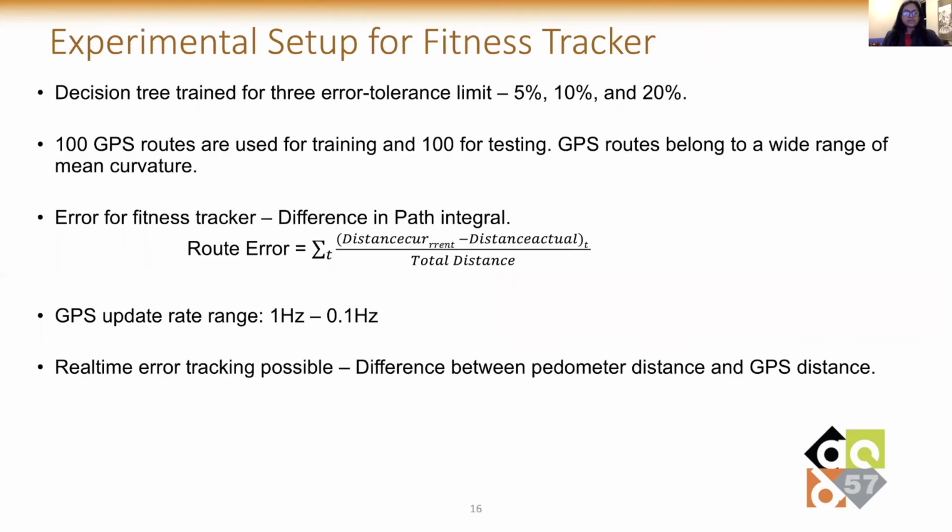Again, for the fitness tracker, we trained for 3 error tolerances. We used 100 GPS routes for training and 100 for testing. The track error is a difference of path integral, with the update rate ranging from 1 Hz to 0.1 Hz. Here, real-time error tracking is possible, which is the difference between pedometer distance and GPS distance.